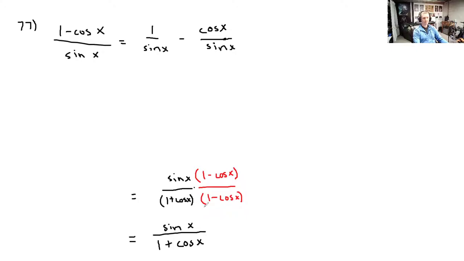Okay. And that gives me something that looks like this, right? It's sine times 1 minus cosine x divided by 1 minus cosine squared of x, right? Okay. Now at this point, I can see the solution popping out, but I can tell that this separation by the fractions was not the correct thing for this solution to do.